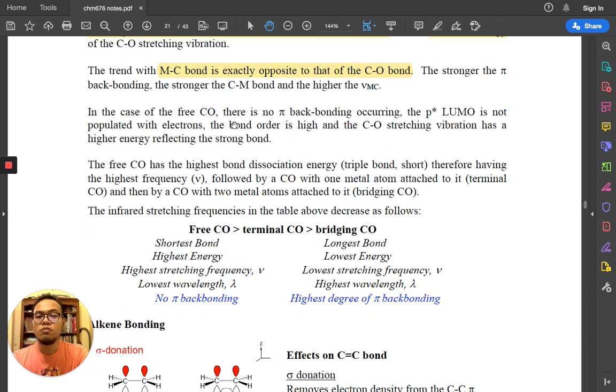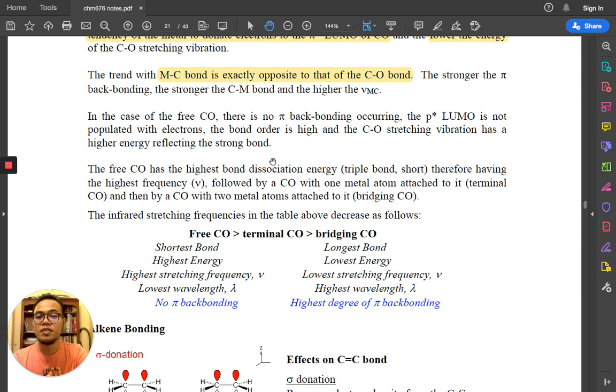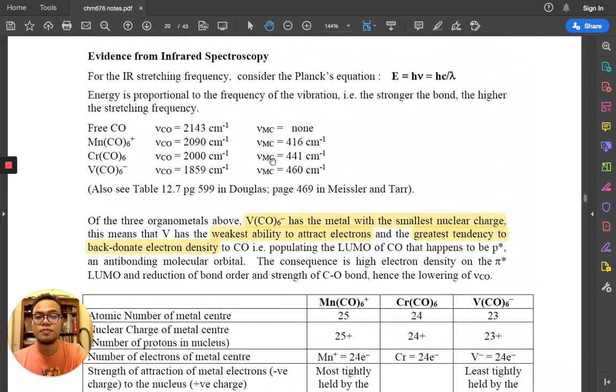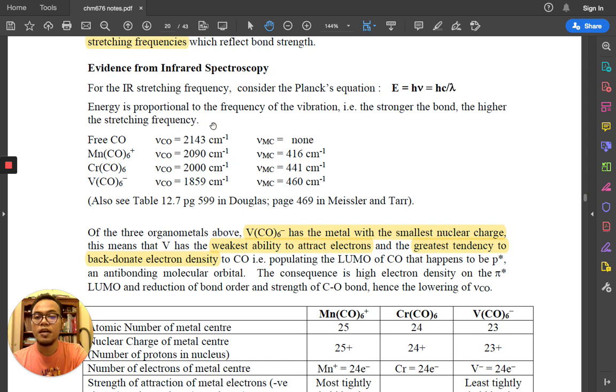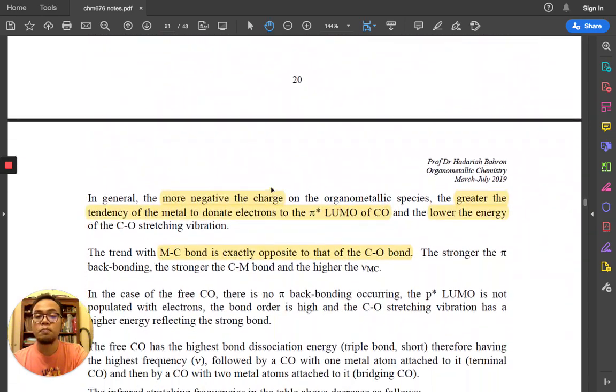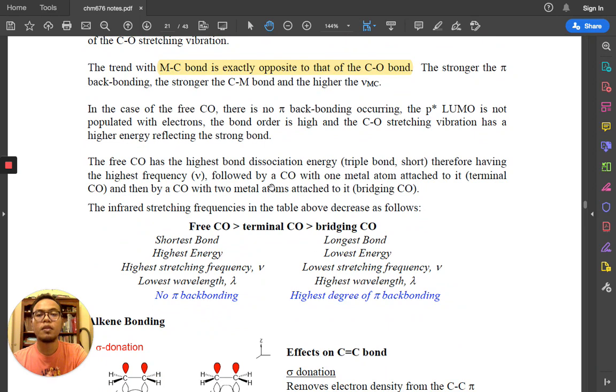In the case of free CO, there is no pi bonding, because there is no metal. So the pi anti-bonding of your LUMO is not populated with electrons. It will be staying empty at all times. So the bond order is definitely high, and the CO stretching, of course, has a higher energy. We'll be having the highest energy because it has the strongest bond. Look at this one: it has the highest frequency because it has the highest energy. Electrons are not populating the empty orbitals of your pi antibonding. So the free CO has the highest bond dissociation energy.